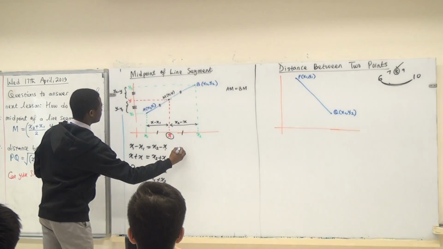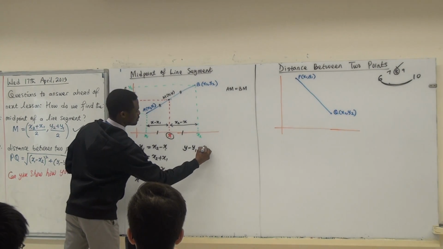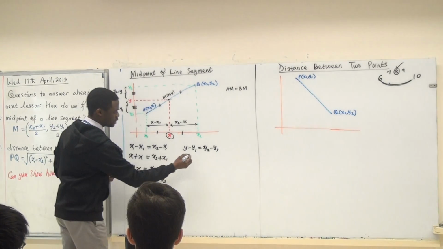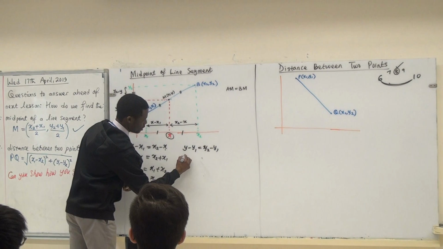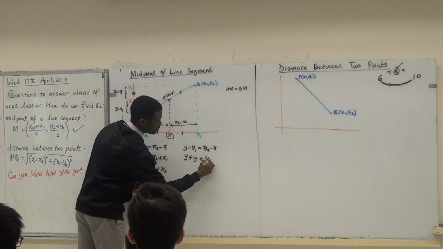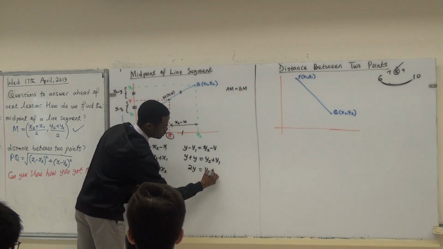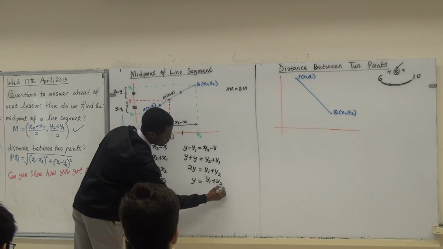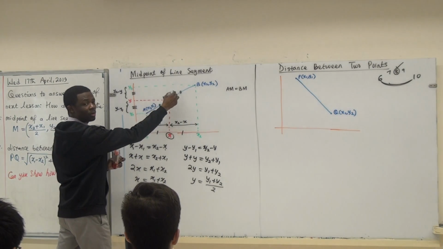What is that relation? Y minus y1 equals y2 minus y. Now if you continue this relation, just like x, let's just solve it together quickly. Y plus y, y2 plus y1. 2y equals y1 plus y2. So y is y1 plus y2 divided by 2, which means, remember the midpoint is x comma y.